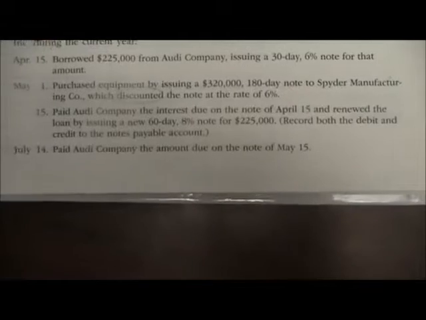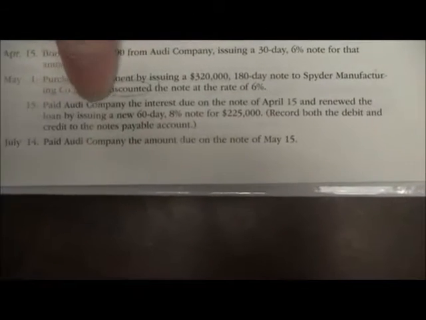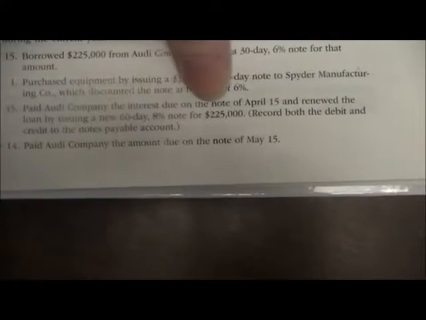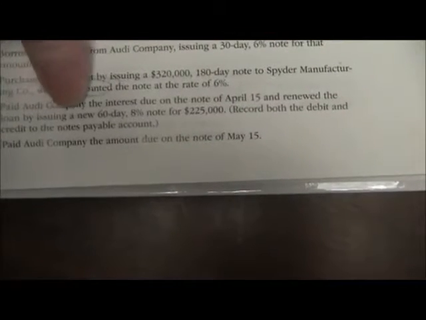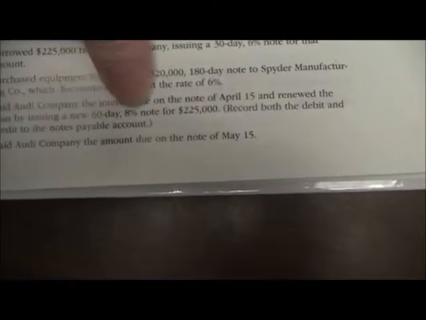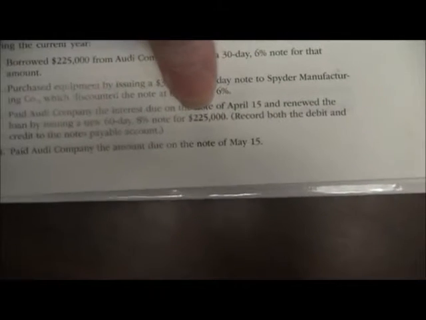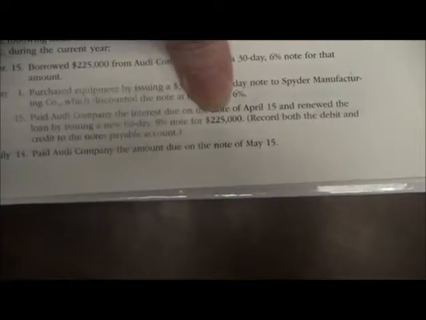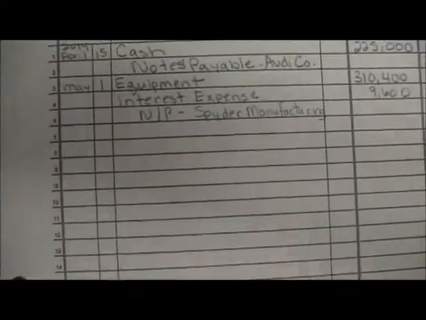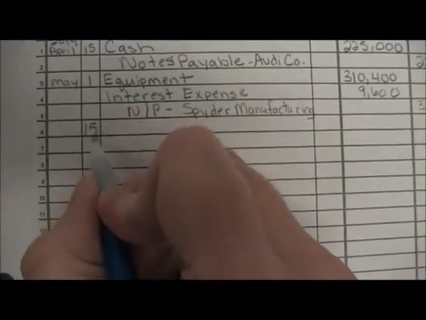The next transaction in our book, on May 15th, we paid Audi Company the interest due on the note of April 15th and renewed the loan by issuing a new 60-day 8% note for $225,000. Record both the debit and the credit to the notes payable account. Okay. So we're going to start with our date, which is the 15th.